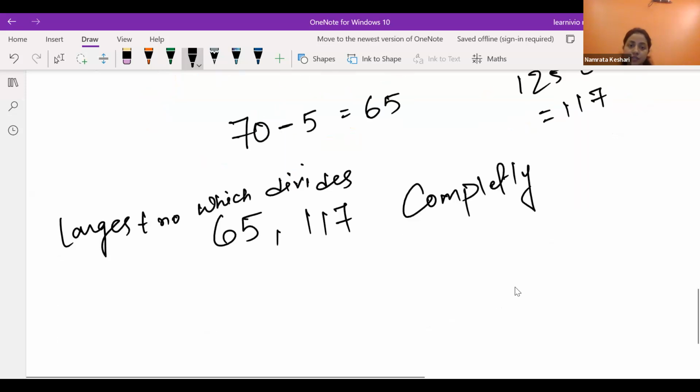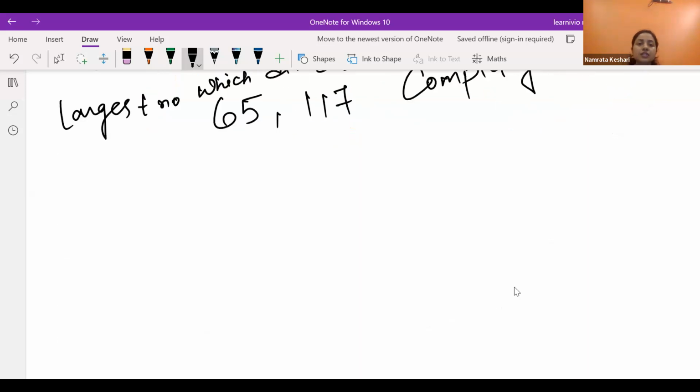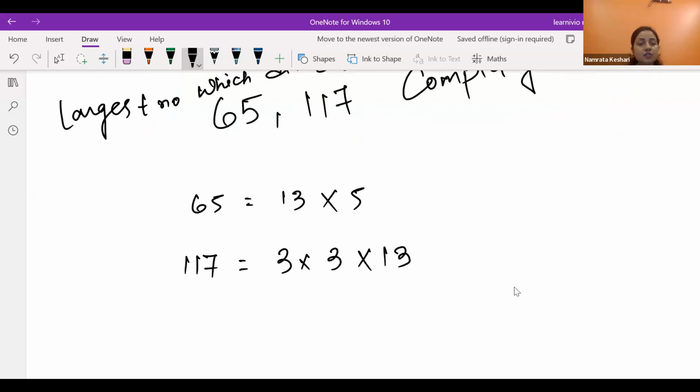Let's find the HCF first. HCF of 65 and 117. 65 means 13 into 5, or 5 into 13, whatever way you write. 117 means 3 into 3 into 13. How am I writing this factorization? Because I know the table of 13. 13 5 times is 65 and 13 9 times is 117. I know that. That's why I am writing this prime factorization this way quickly.